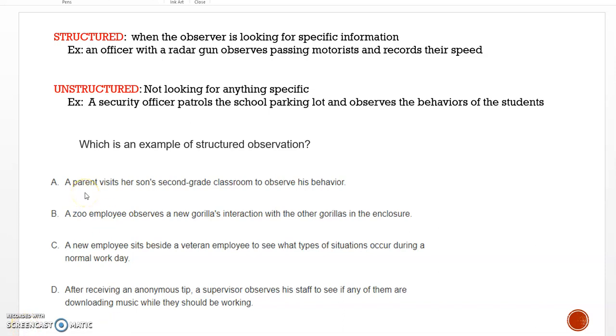Okay, A, if you're just observing behavior and you're not really looking for anything specific, so that would be unstructured. When you're a zoo employee looking for the gorillas' interactions, you're not looking for one specific thing, so again, unstructured. C, a new employee sits beside a veteran employee just to see what happens in a normal workday. Again, unstructured. So our answer here would be D. They're looking to see who is actually downloading music. They're looking for a specific thing, so that is our structured observation.